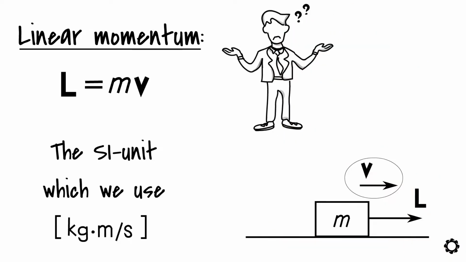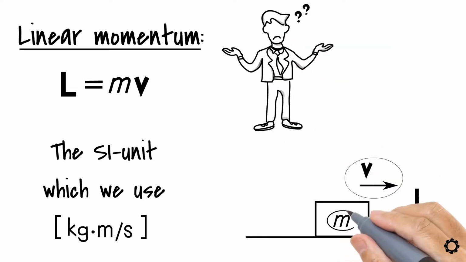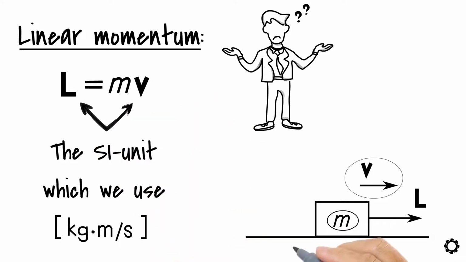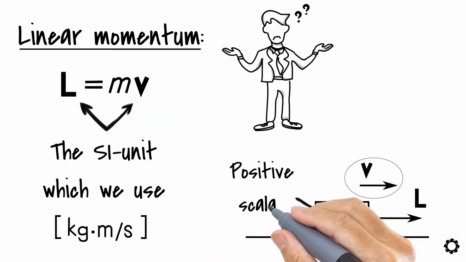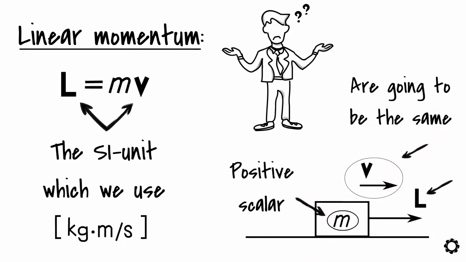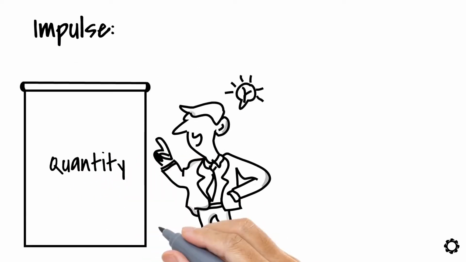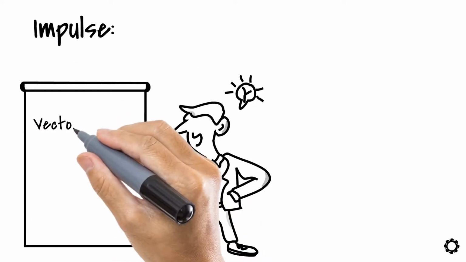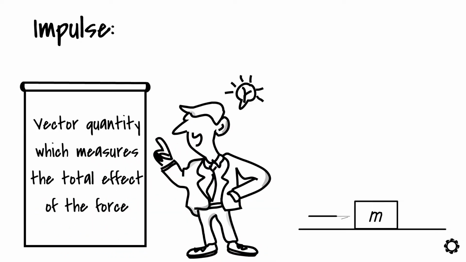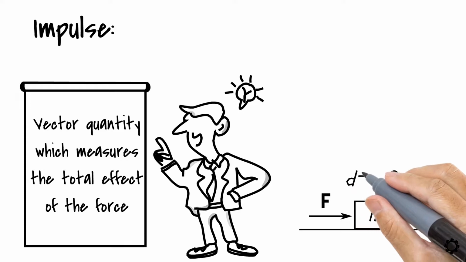Why, you may ask? It's because of the mass of the object, which relates the momentum and velocity together. Because the mass is a positive scalar, the directions of both vectors are going to be the same. In case of an impulse, we have learned that it is a quantity, and more precisely a vector quantity, which measures the total effect of the force which is applied on the object during a certain time interval.